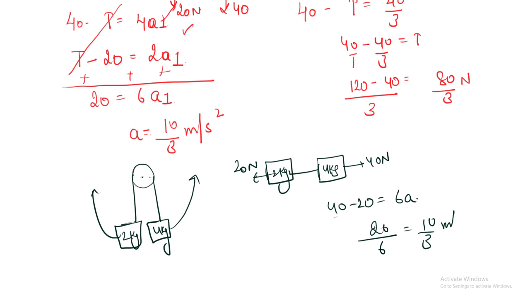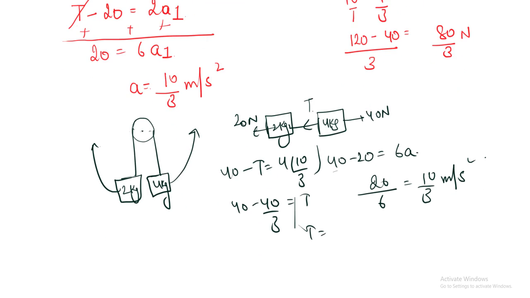that is 10 by 3 meter per second square. And to find tension T, 40 minus T is equal to 4 into 10 by 3. 40 minus 40 by 3 is equal to T, and T is the same as we have written above, which is 80 by 3 Newton, and which is the answer.